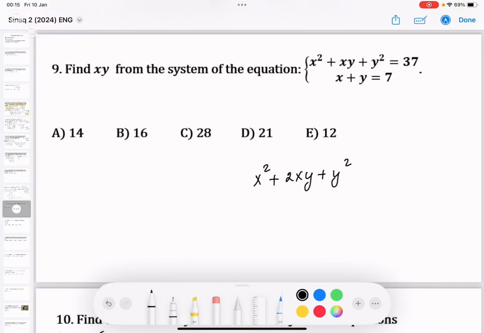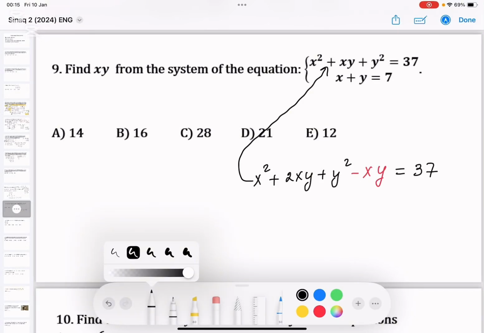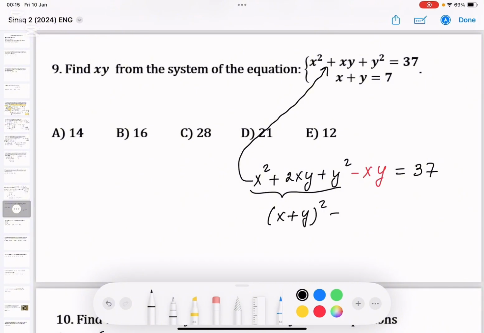Since I've written 2xy, I have to subtract xy from the left-hand side to have exactly the same equation. If you compare what I've written here with the very first equation of this system, you'll see that these two are exactly the same thing. I just changed the look of it. Now I'm going to change it more. I'm going to modify this to (x plus y) squared minus xy, which is equal to 37.